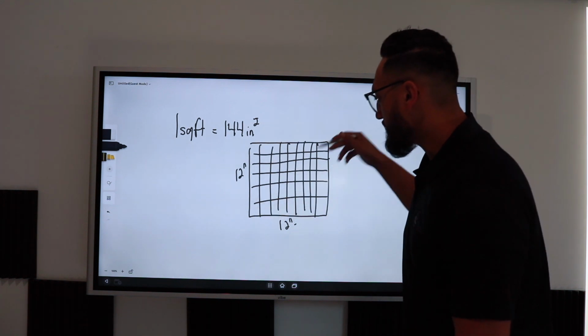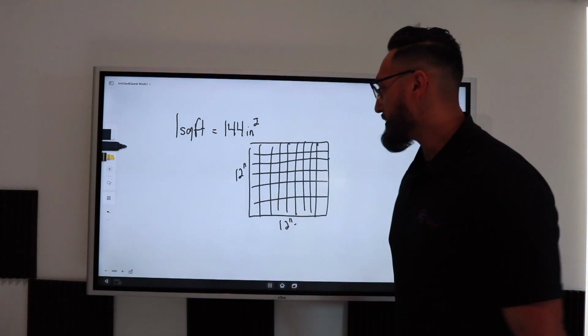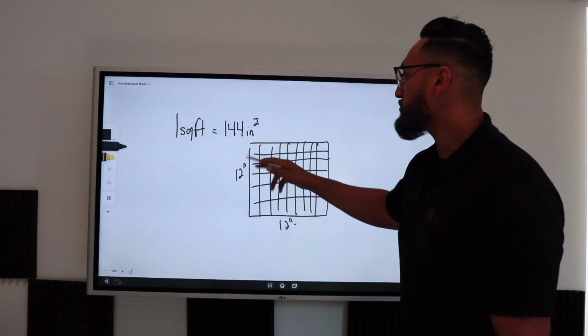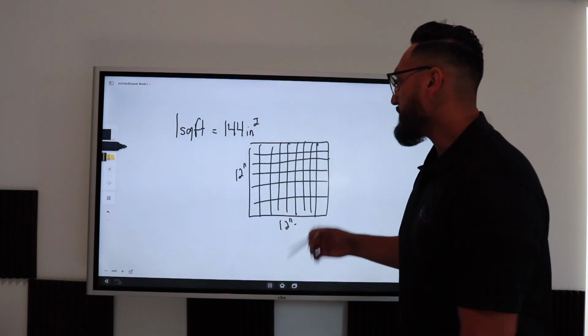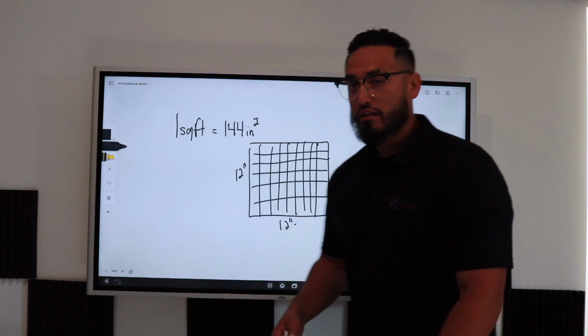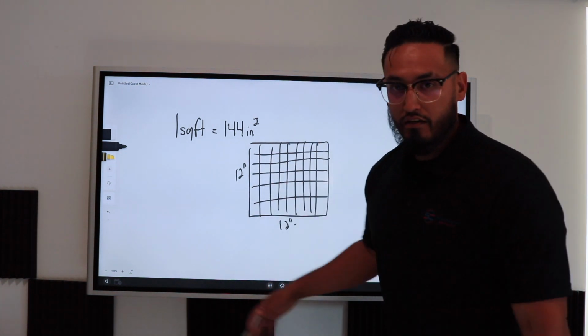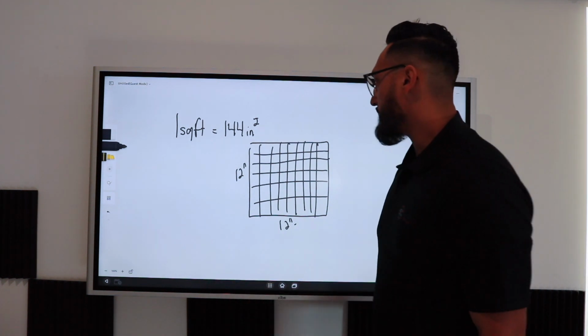So when you order material, let's say you're ordering tile, you order by the square foot. So that's area. You need to know that 1 square foot is equal to 144 square inches. When you're ordering your material, you need to know the dimensions of your material so that you know how much material you're going to need for the area of that bathroom or living room, et cetera.